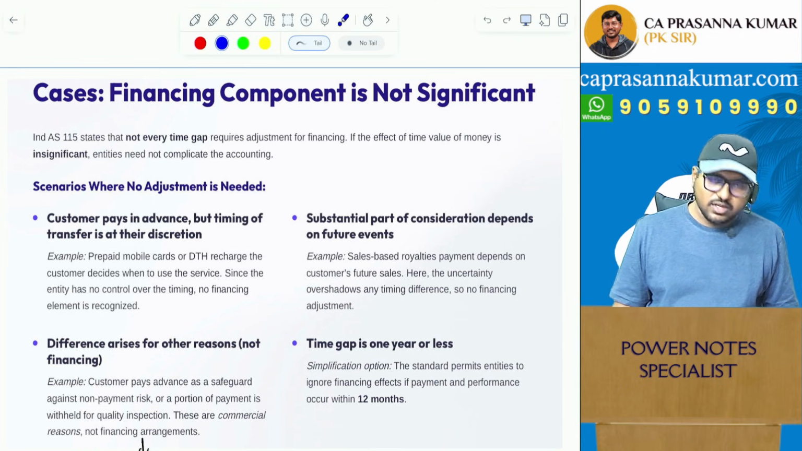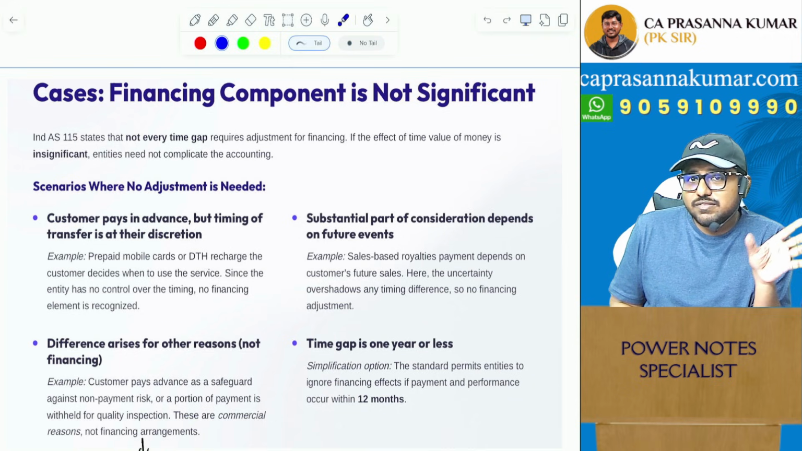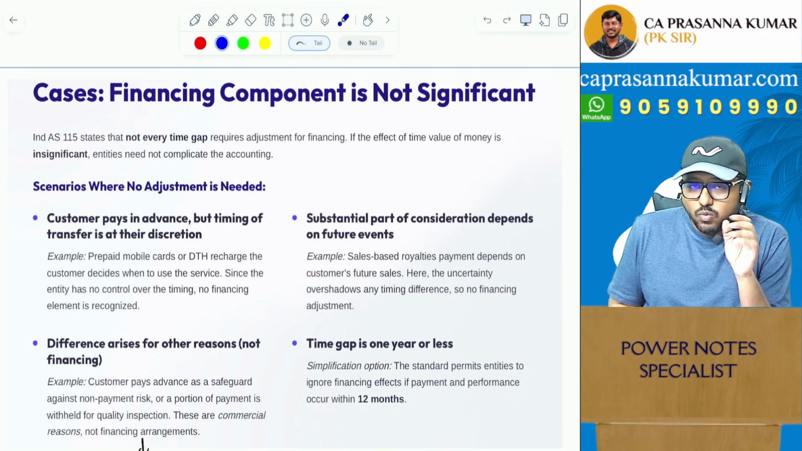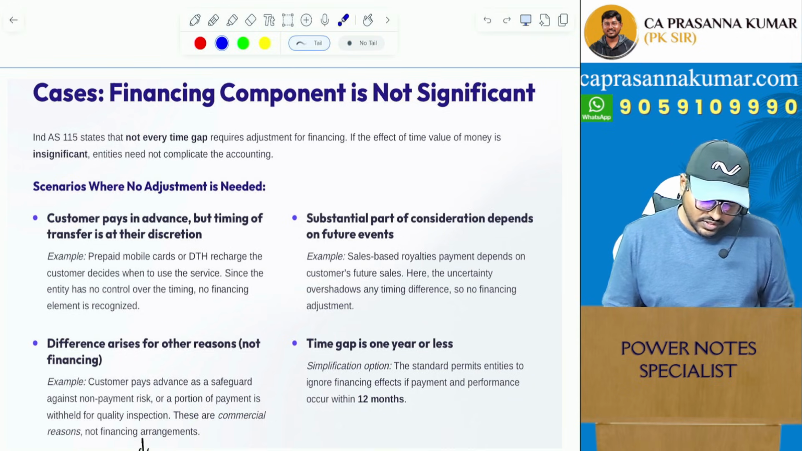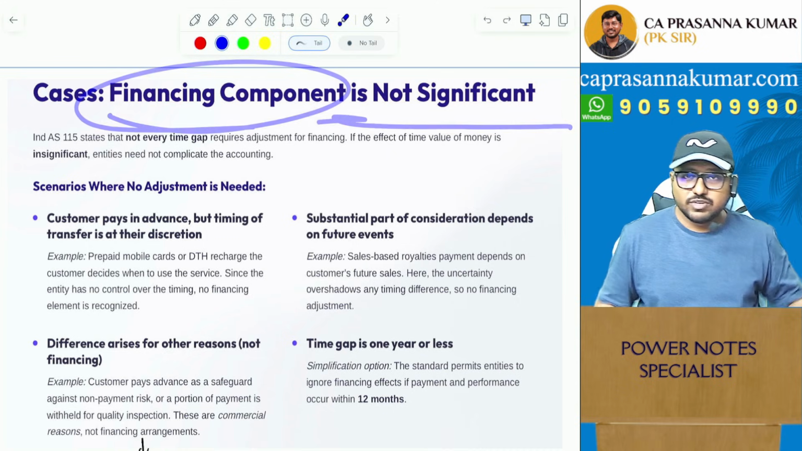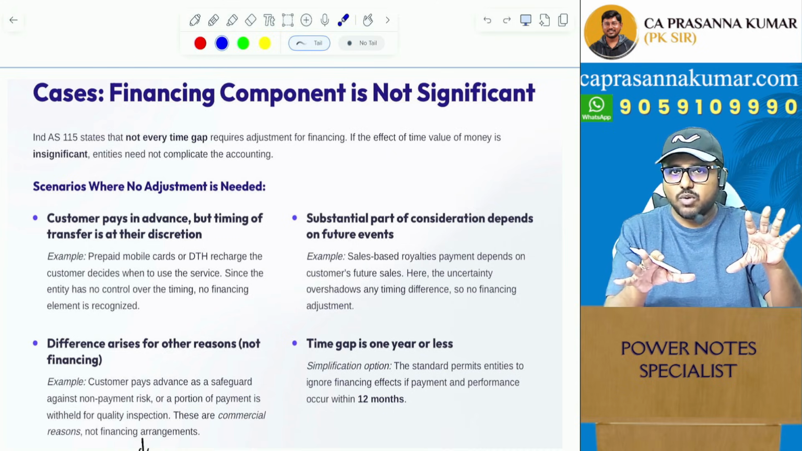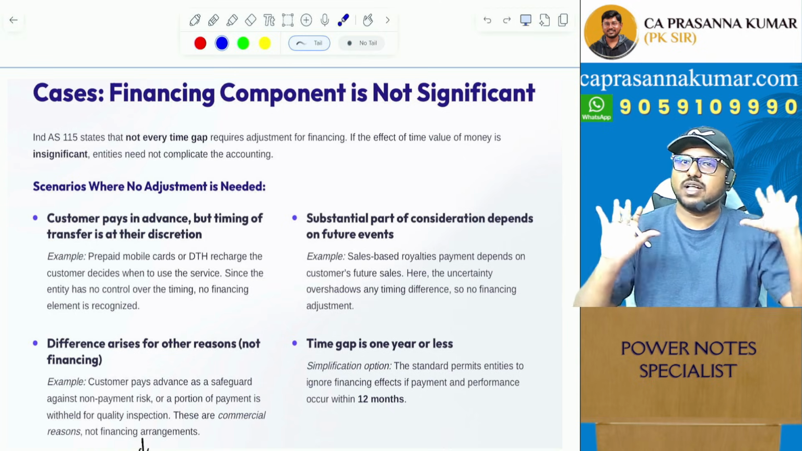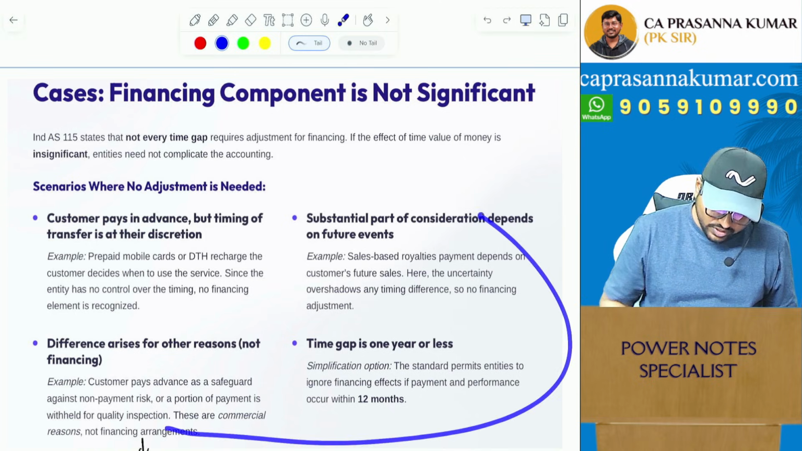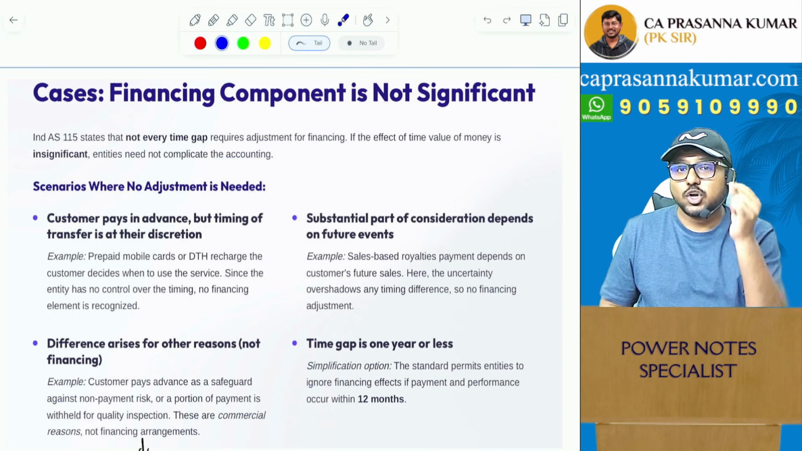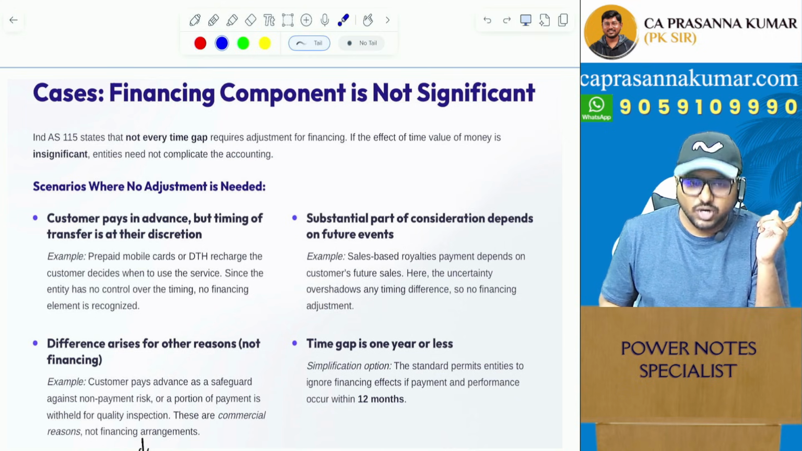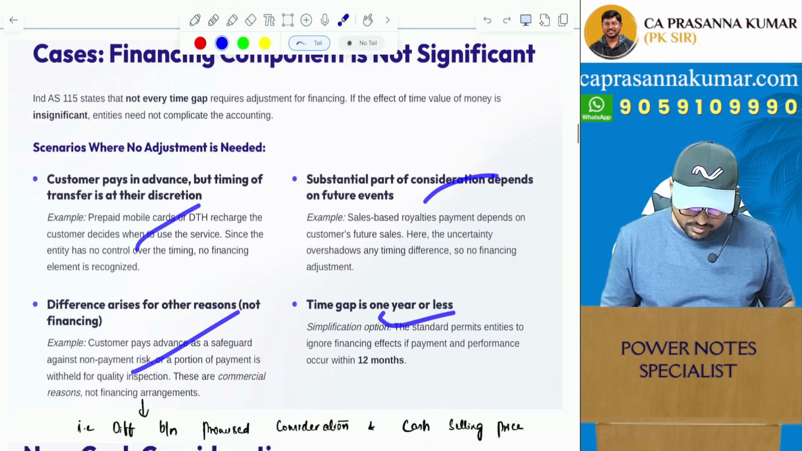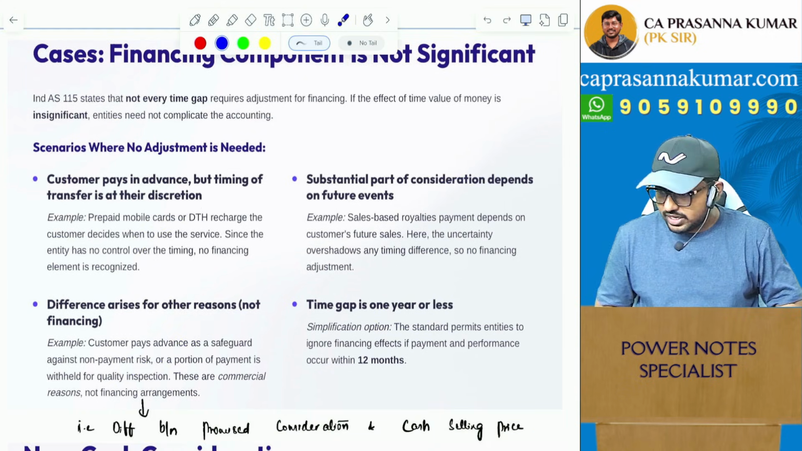Okay. Right. So with this, we have completed significant financing component. Now, what if in certain special cases, the financing component is not significant, which means it seems like there is a financing component and you'll be tempted to treat it as a financing component, but actually there is no financing component. So these are all 4 different cases of financing component traps. You got the point? For each and every scenario, we'll see an example so that you'll understand the concept better. Okay, shall we?